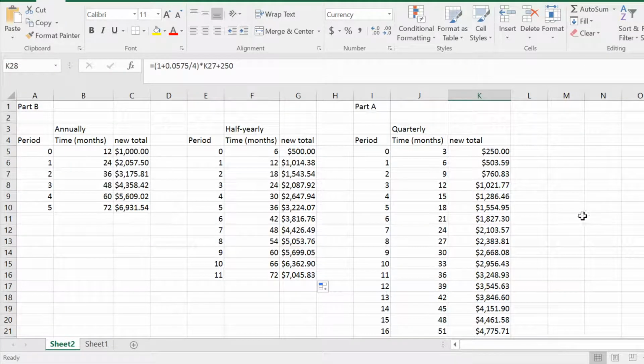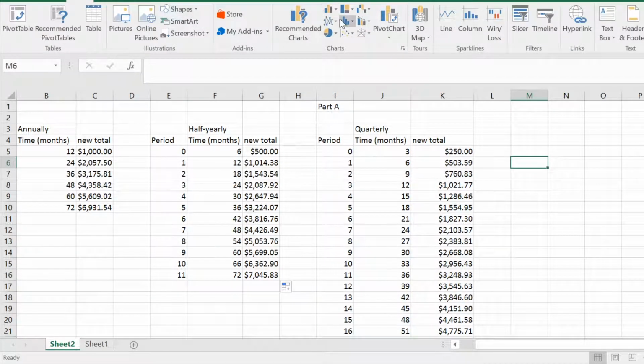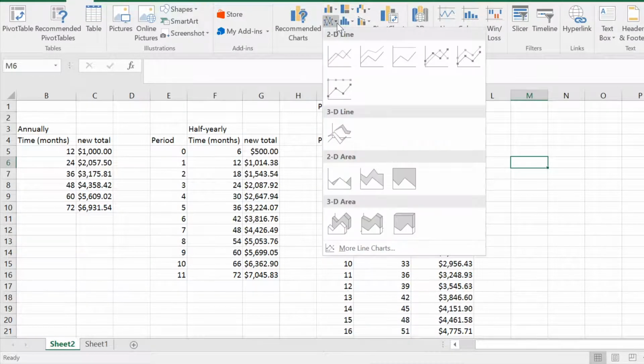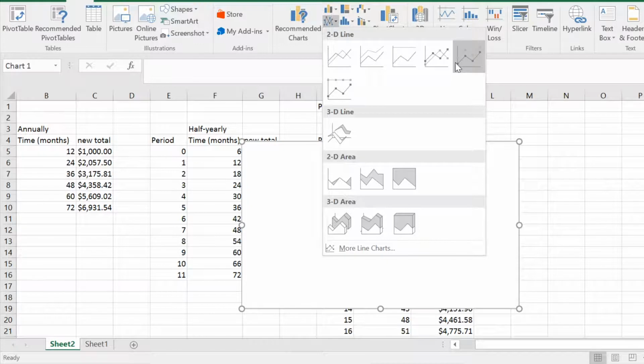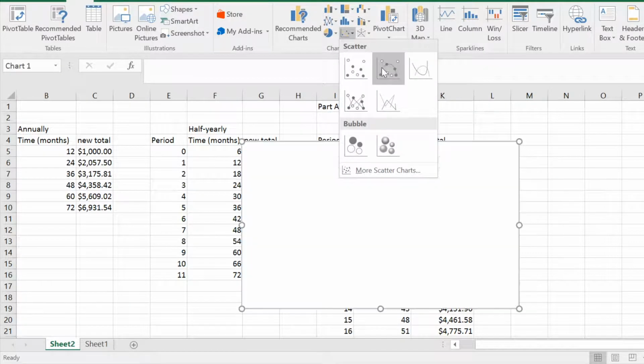Okay, now the question does want us to graph it. So I'm just going to go over here, click on the cell here. Let's talk about the type of graph. I'd probably go with either a line graph or a scatter plot with the dots connected. I want a nice smooth line, okay, because it is compound interest. Let's go with this one.